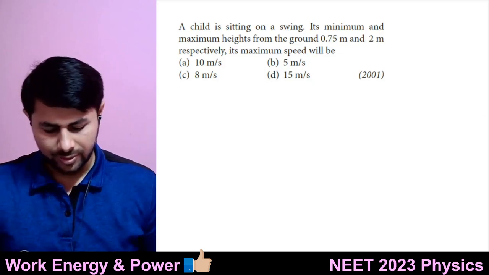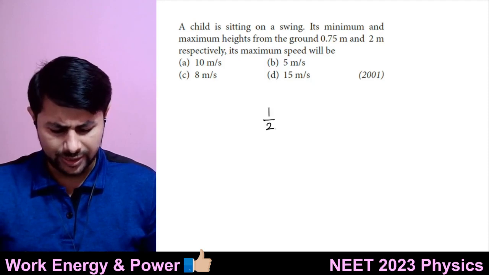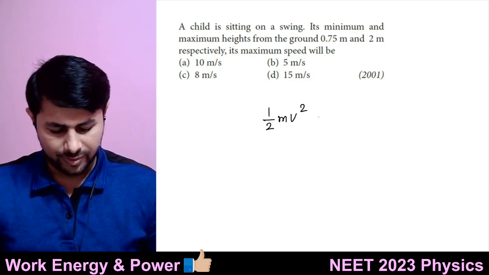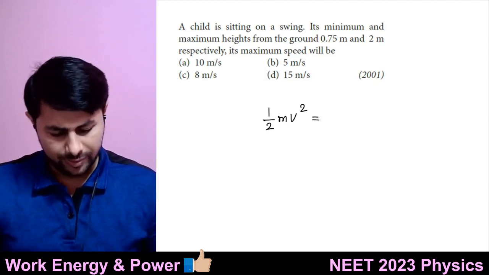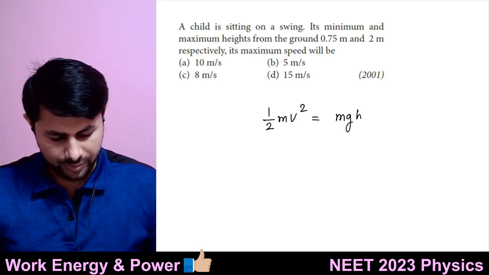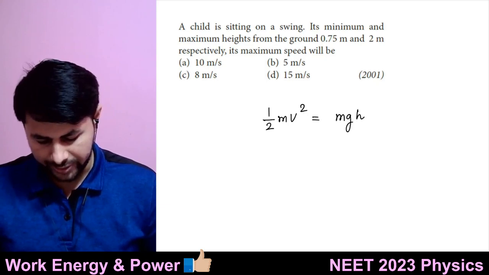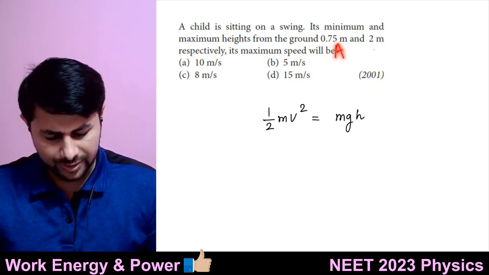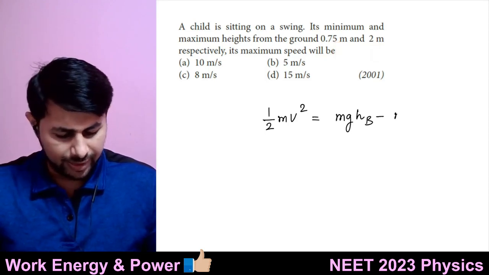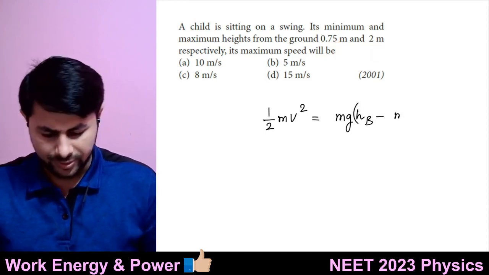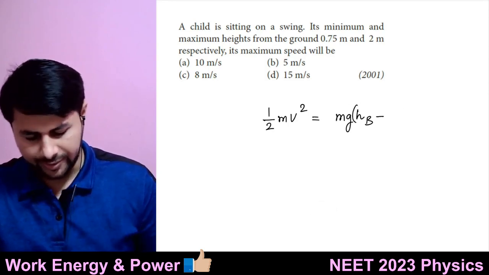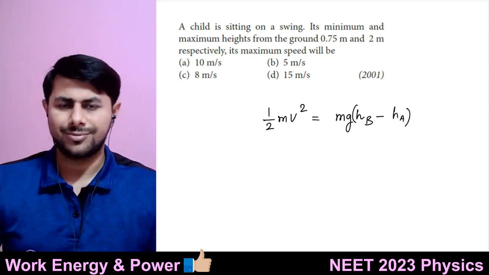Okay. So its maximum speed will be how much? So you can say half of m into v square, whatever is its maximum speed, is equal to mg times the difference between heights at these 2 points. So let's call this one A, this one B. So mg hb minus mg ha. Okay, and you can take mg common, so it is hb minus ha, right?